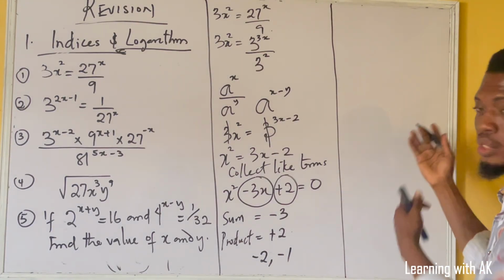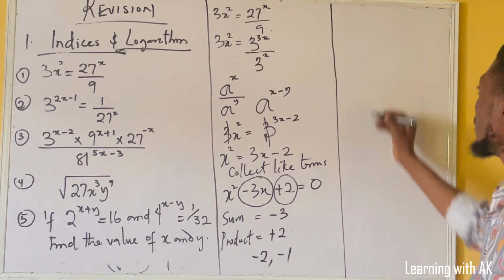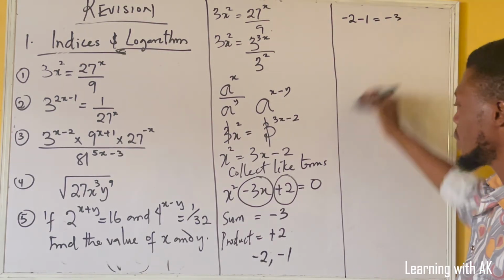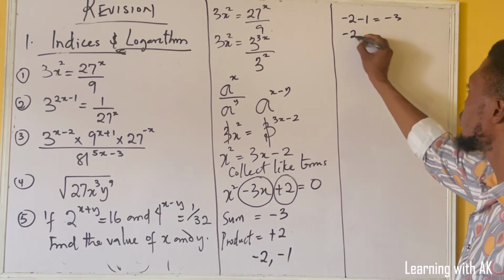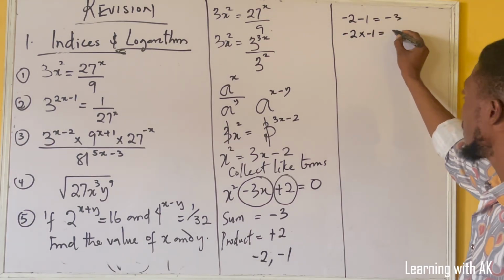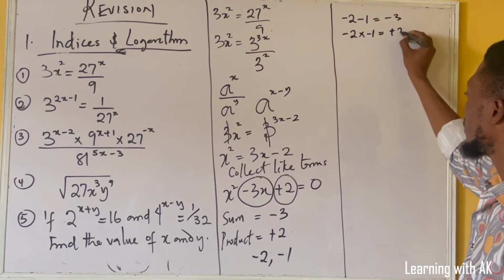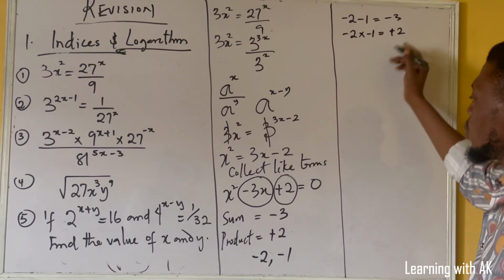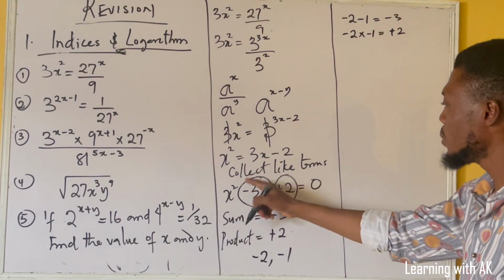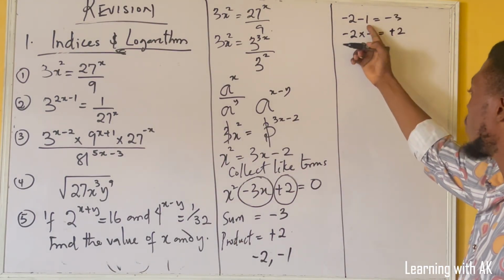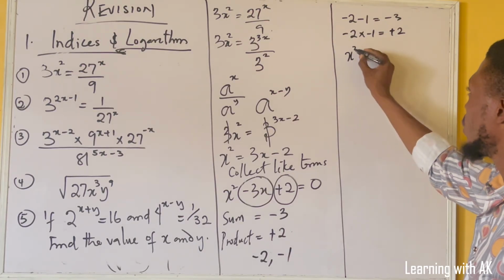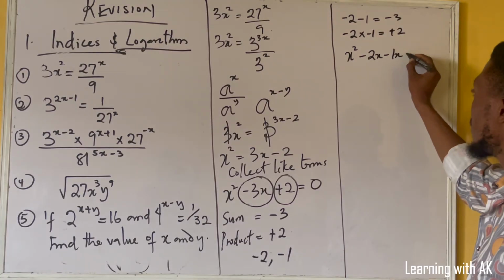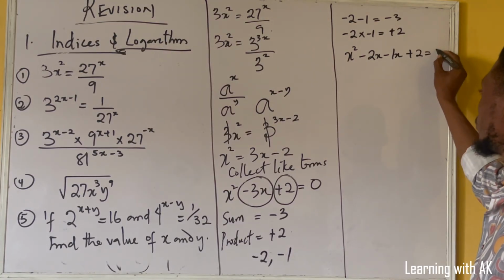I need to clean this side so that we could have space. So -2 -1 will give us -3 as our sum, and -2 times -1 will give us +2, that is, minus times minus gives plus, 2 times 1 gives 2. So we are going to replace -3 with -2 and -1. Hence, I have x squared minus 2x minus 1x plus 2 equals 0.